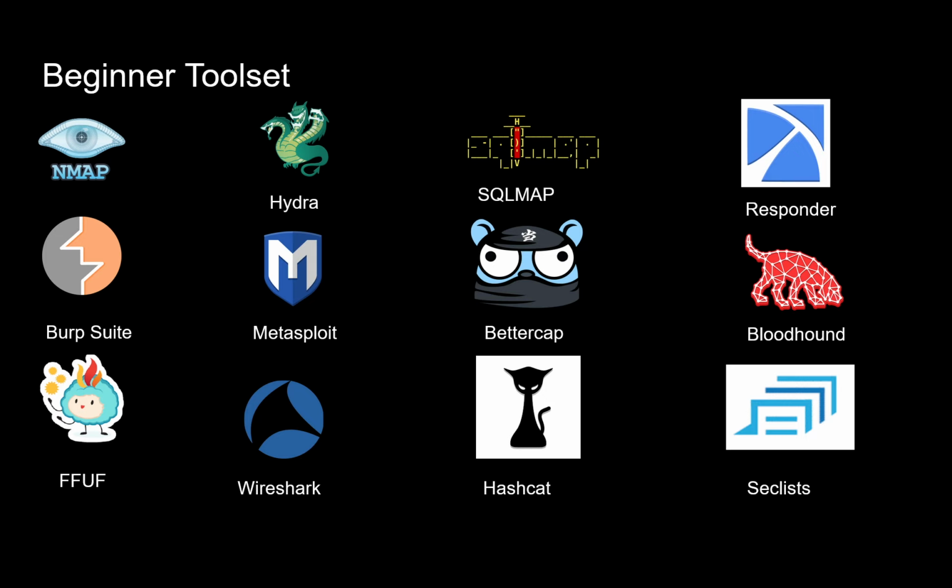This is a list I made of what I think is a very solid beginner tool set. If you know how to use all of these, you will be extremely solid. We have Nmap, which is the port scanner, Burp Suite, which is great for web exploitation, FUF, which is a good all-around tool most of you have used, Hydra, great for brute forcing, and SQLmap, for SQL injection.